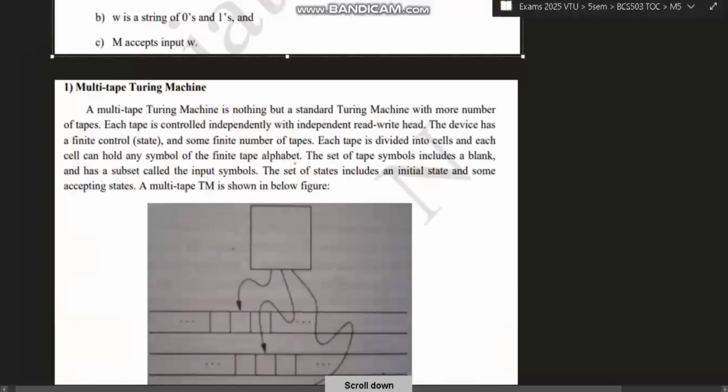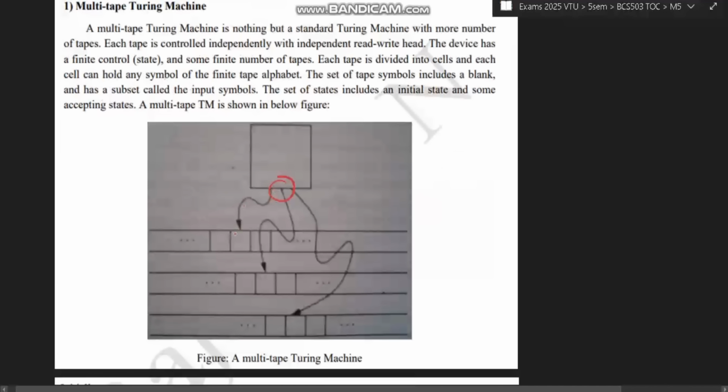A multi-tape Turing machine is also a Turing machine but with multiple tapes, or more number of tapes. The device has a finite control state, which is going to mark the values in each of the tapes. This is called a tape, and this is the finite control state. Each tape is divided into cells. Each of these is called a cell: cell 1, cell 2, cell 3, and a cell can hold any symbol of the finite tape alphabet. Each cell will have one alphabet.